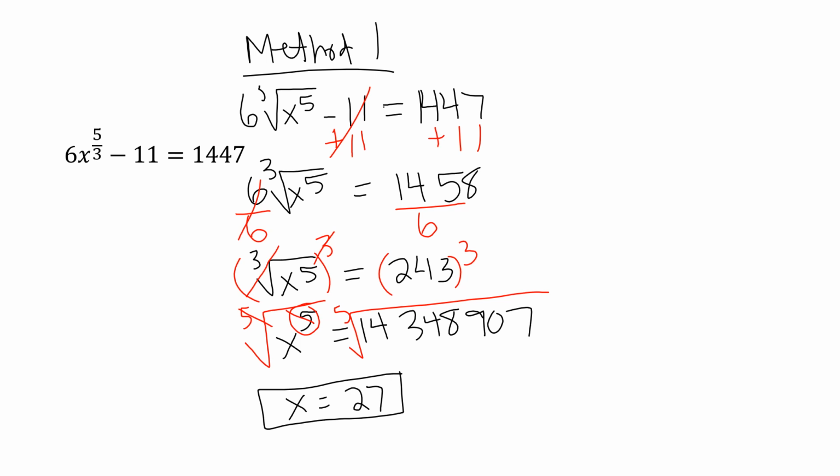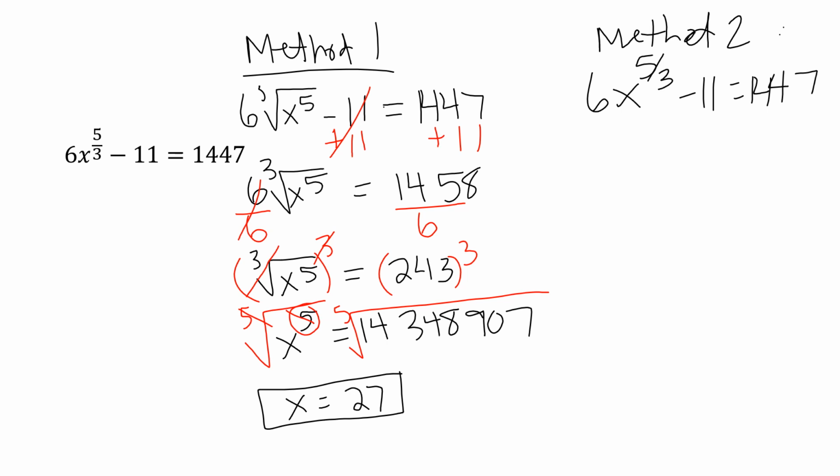Now compare that to method number 2. Method 2, we're going to leave this thing as an exponent. We're going to go through very similar steps in order to get x by itself. I'm still going to get rid of the constant at the end, so I'm going to add 11 first. Next, I'm still going to divide by 6.